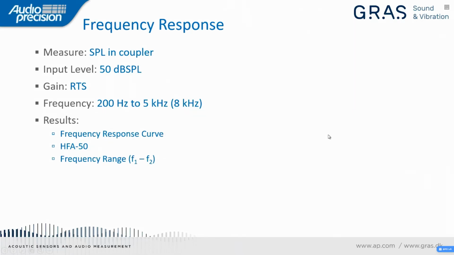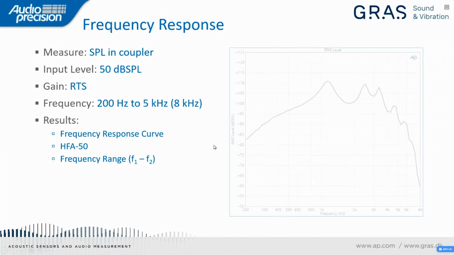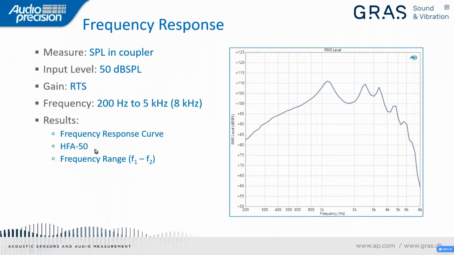Another measurement we'll be doing is the frequency response. Here, again, we're measuring the sound pressure level in the coupler. The input level in this case is 50 dBSPL. The gain is at the reference test setting. We have the same frequency ranges as before, and here we're measuring the frequency response curve.